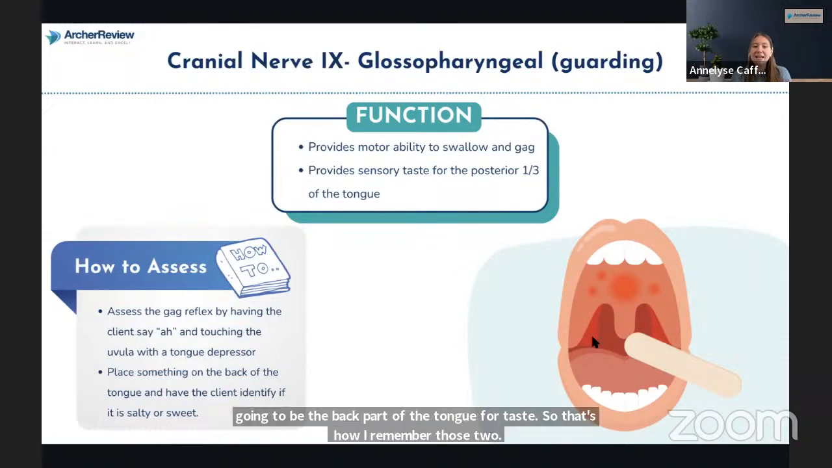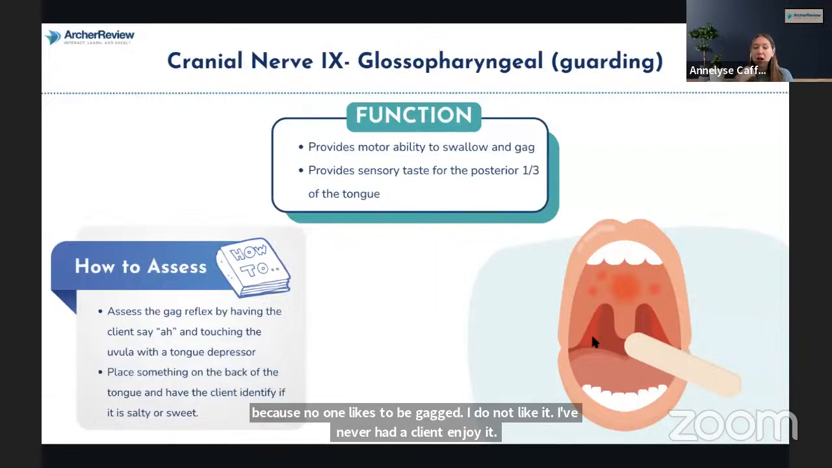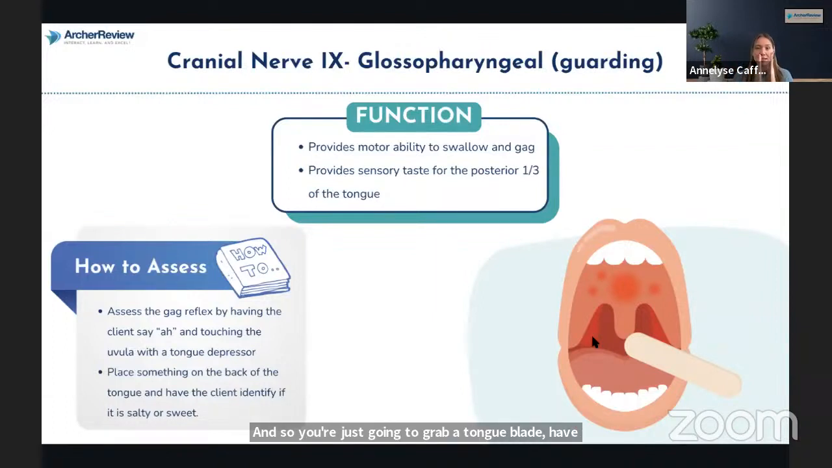The way we assess this is my least favorite cranial nerve to assess because no one likes to be gagged. I do not like it. I've never had a client enjoy it. And so you're just going to grab a tongue blade, have them open their mouth and say, ah. You want to make sure that the uvula is symmetrical, it's midline, right in the middle of the throat. It's not deviated towards one side, and that it raises when they say ah. And then you're just going to gently touch the back of the uvula with that tongue depressor and see if they gag.